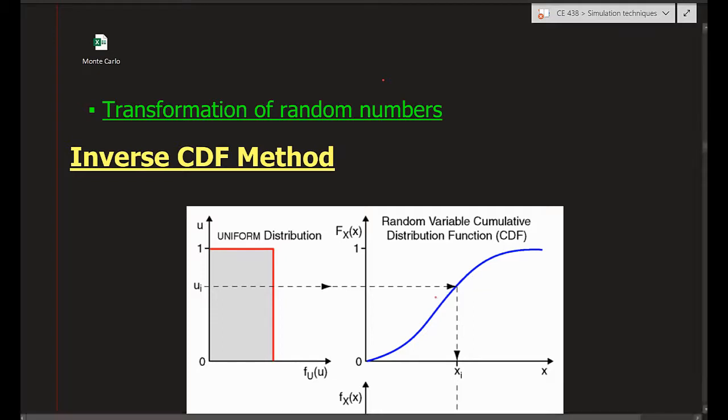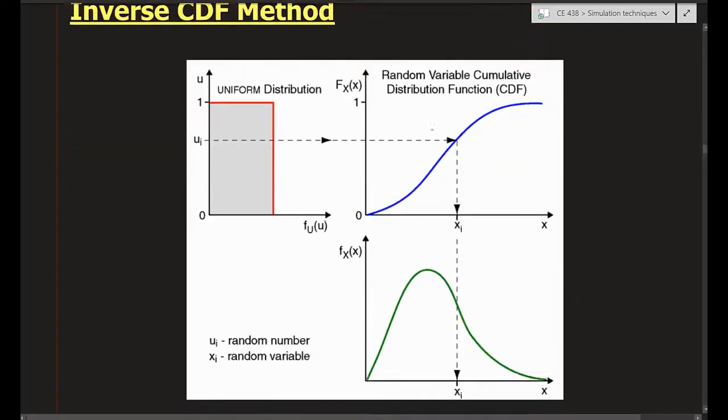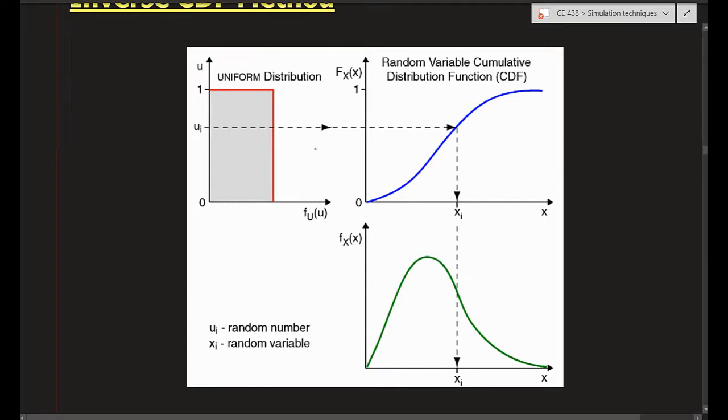So what is the idea? The idea is to generate a random number from any particular distribution. This distribution can be normal, this distribution can be exponential. So for any kind of distribution, we want to generate a random number that follows that distribution. And the idea is very simple. Let's say I know a random number between 0 and 1, simulated or generated by a computer algorithm. So we have a random number between 0 and 1, and this is coming from a uniform distribution.